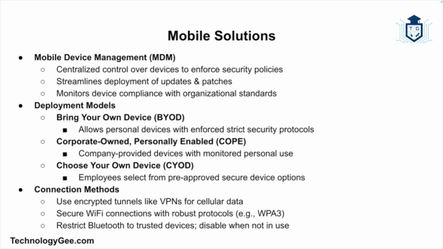Then we have what are called connection methods. You want to ensure cellular connections use encrypted tunnels like VPNs. You want secure Wi-Fi networks with strong protocols, and you want to limit Bluetooth connections to trusted devices and disable them when they are not in use.